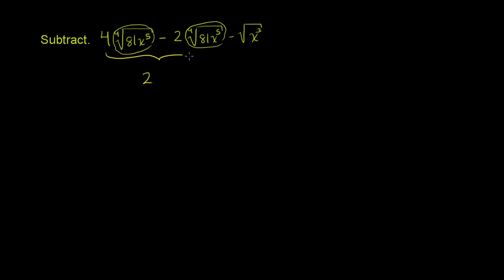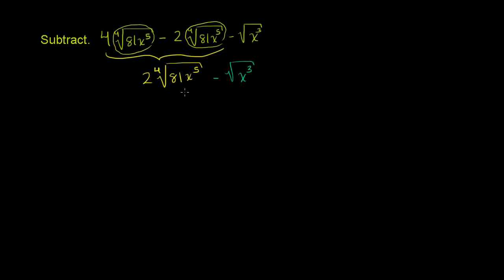So these terms right over here simplify to 2 times the 4th root of 81x to the 5th. And I got this 2 just by subtracting the coefficients. 4 of something minus 2 of something is equal to 2 of that something. And then, of course, we still have this minus the regular principal square root of x to the third.